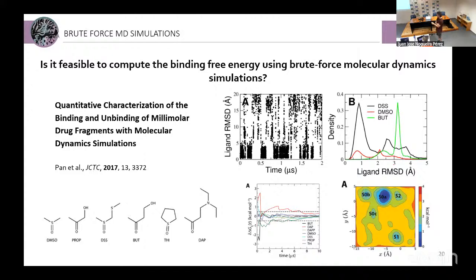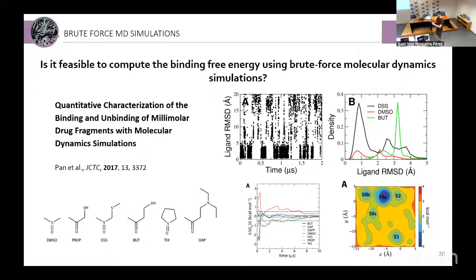Using this supercomputer, they did this kind of simulations. They placed fragments of ligands outside the protein, and they monitored the distance between these fragments and the center or the binding site of the protein. As you can see here, they sampled binding and unbinding multiple times. They did this with ligands that are millimolar, so they are not really active. But using this Anton supercomputer, they were able to properly characterize these events multiple times and obtain good free energies.